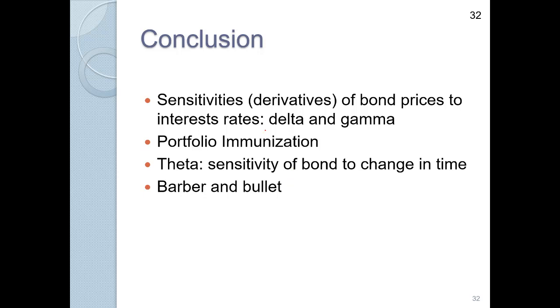Let's conclude this chapter. We saw sensitivities of bond prices to interest rates, delta and gamma. We saw how to do portfolio immunization using delta dollar and gamma dollar immunization. We saw the definition for theta, which is the sensitivity of the bond to changes in time. And finally, we defined barbells and bullets and their advantages and disadvantages when immunizing a portfolio.